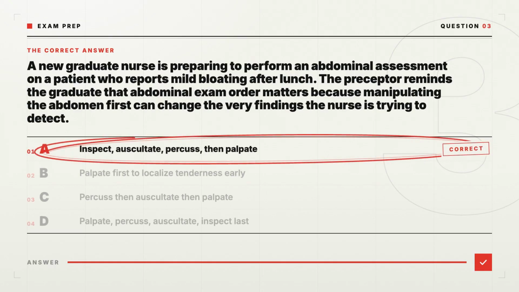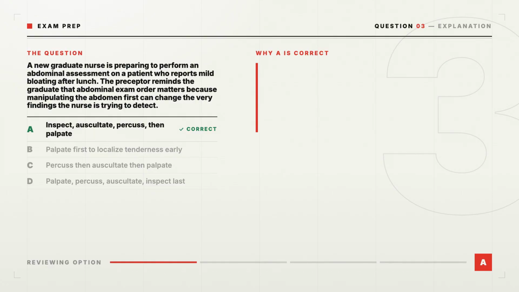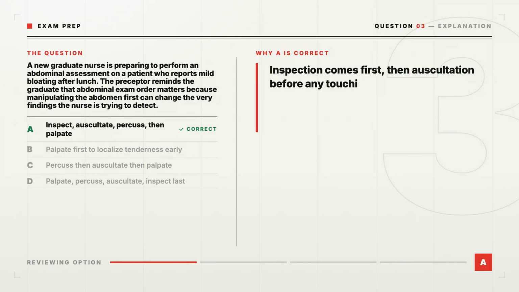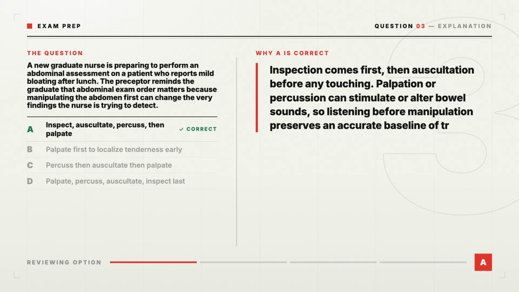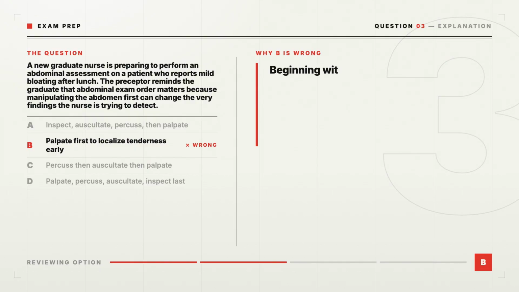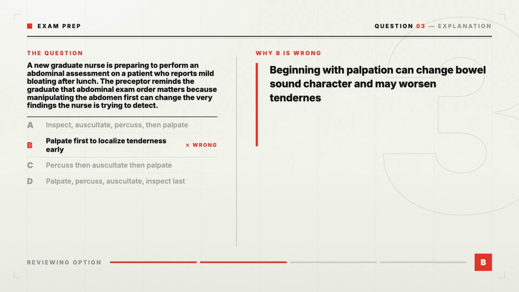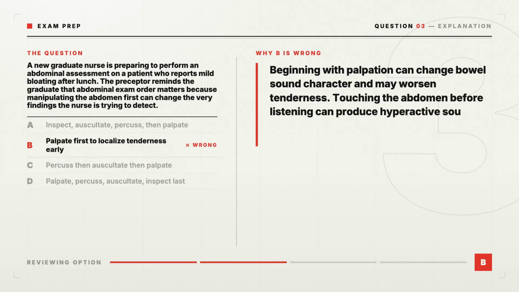The correct answer is A. Inspect, auscultate, percuss, then palpate. A is correct because inspection comes first, then auscultation before any touching. Palpation or percussion can stimulate or alter bowel sounds. So listening before manipulation preserves an accurate baseline of true intestinal activity. B is wrong because beginning with palpation can change bowel sound character and may worsen tenderness. Touching the abdomen before listening can produce hyperactive sounds that mislead the nurse about the patient's actual baseline.